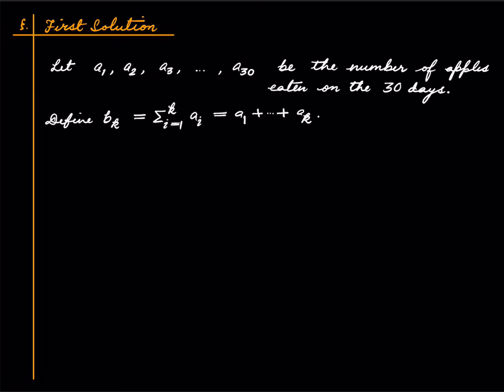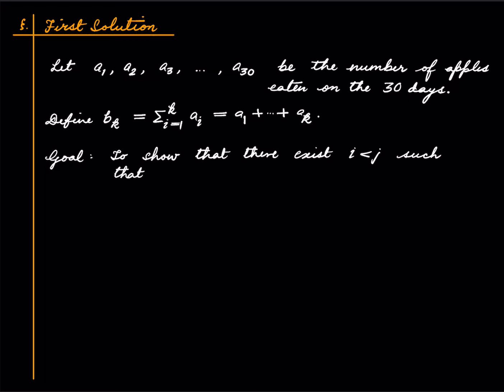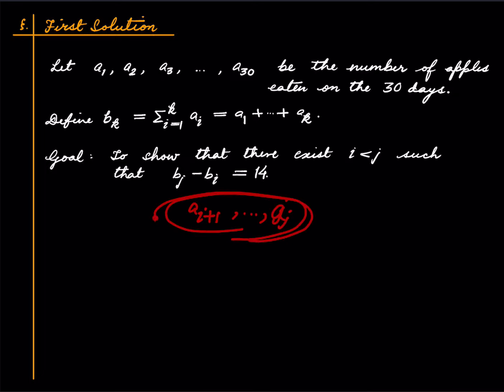All right. So here is the goal of the problem. The problem can be recast in the following way. What is being asked is to show that there exist i less than j such that bj minus bi is exactly 14. So this would mean that starting on day i plus 1 up until the jth day, the total number of apples consumed would be exactly 14, if we can show that.